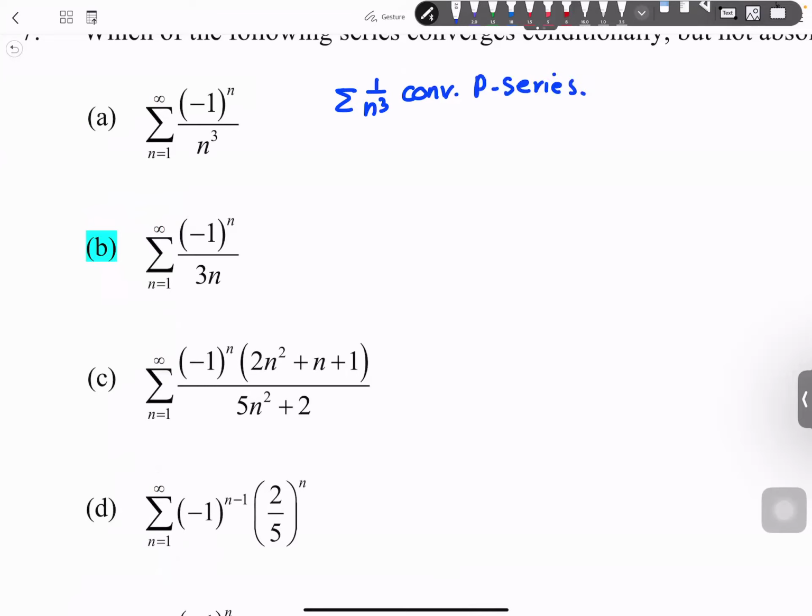So that means if you give back its alternating component, you have absolute convergence, right? That's by definition. So this one is absolutely convergent. All right, so done. So that's not it. How about B?